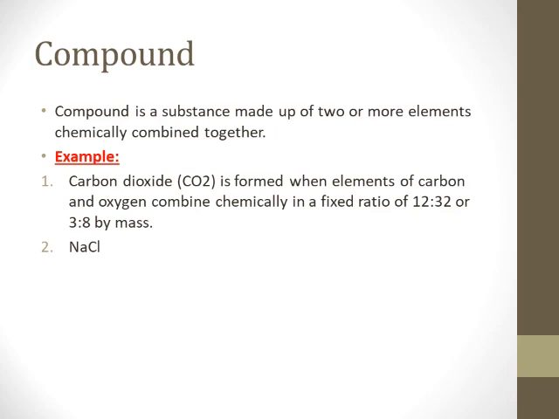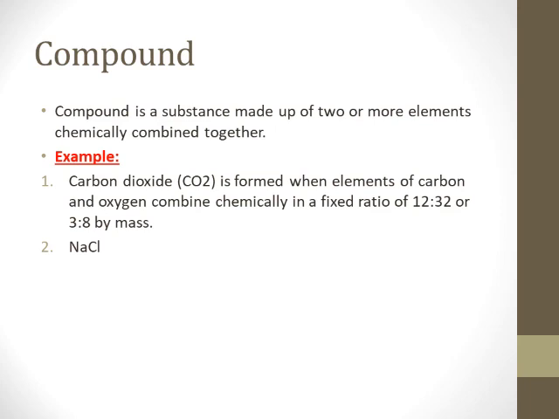The first example is carbon dioxide. When you breathe, you exhale carbon dioxide. As you know, carbon dioxide is made up of carbon and oxygen, one atom of carbon and two atoms of oxygen. So when carbon and oxygen chemically combine in a fixed ratio of 12 to 32, or if we simplify this ratio, it would be 3 to 8 by mass.